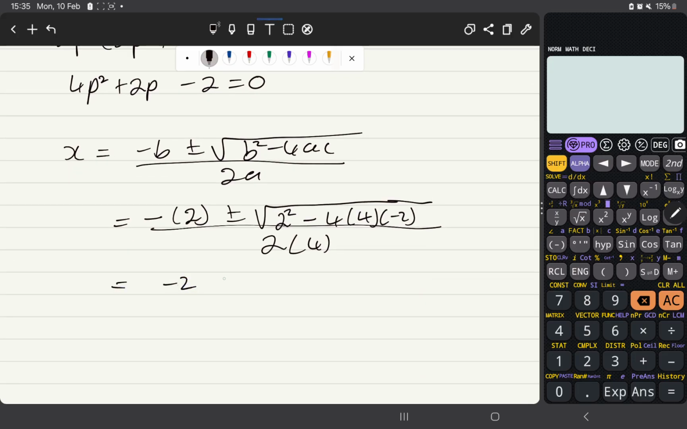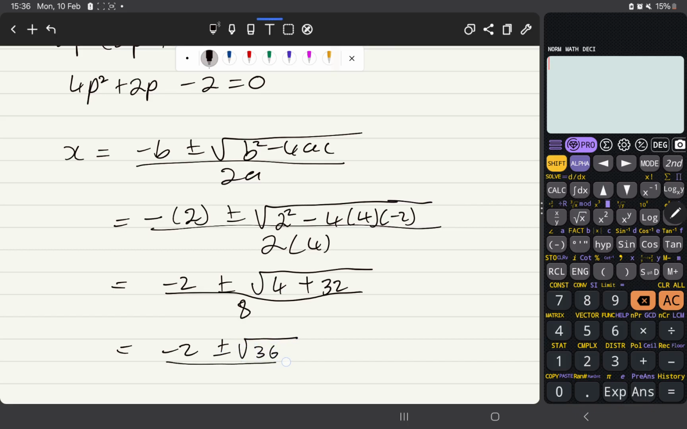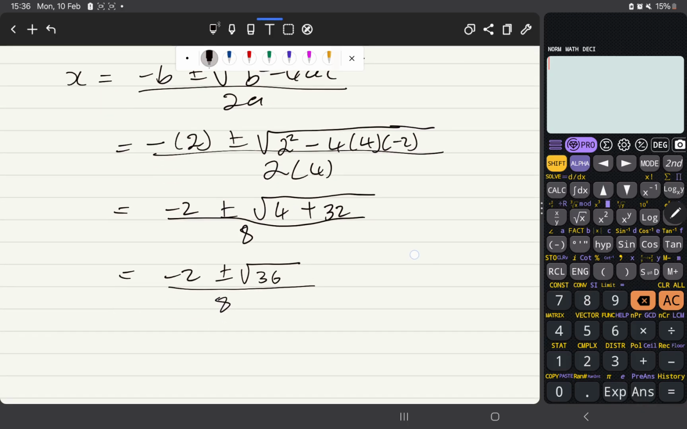So this is minus 2 plus or minus the square root of 4 minus, it's going to be positive, negative and negative, positive. So I have 4 times 4, that is 16. 16 times 2, that is 32. Fortunately that one I could do in my head. Here it's going to be 8, 2 times 4. Now I realize what? I have minus 2 plus or minus the square root of 36, I believe, divided by 8.